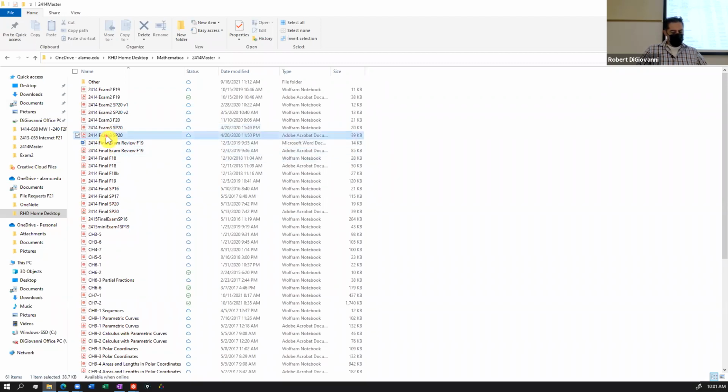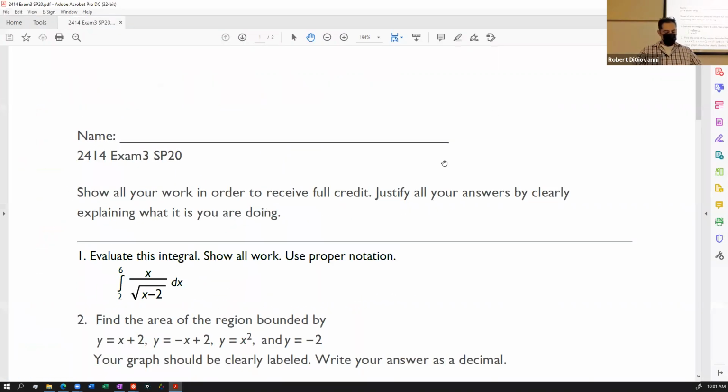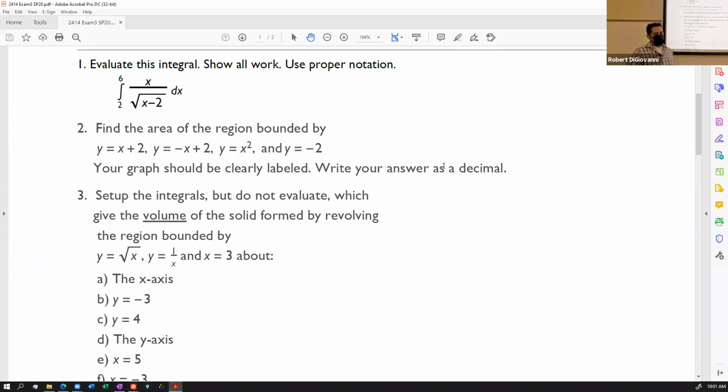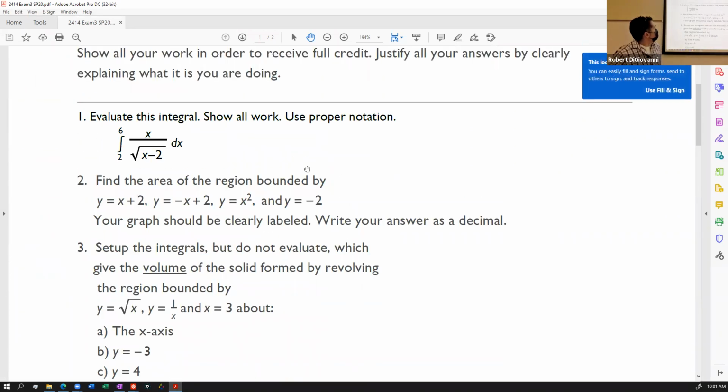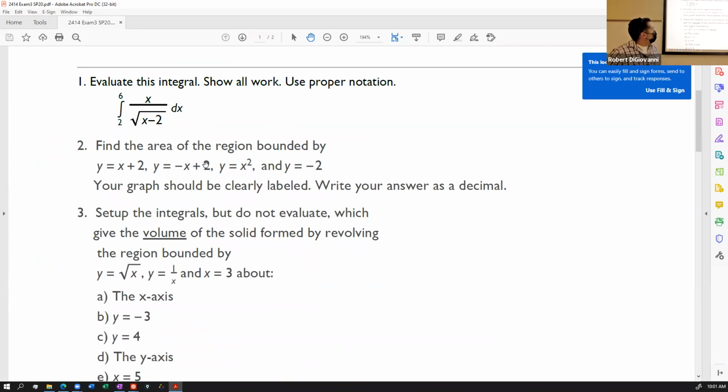This is pretty new, actually. Just curious what I've asked for on a previous exam. There's an improper integral on here, so I guess they hadn't been tested on that yet. Find the area of the region bounded between these curves. Your graph should be clearly labeled. Write your answer as a decimal.